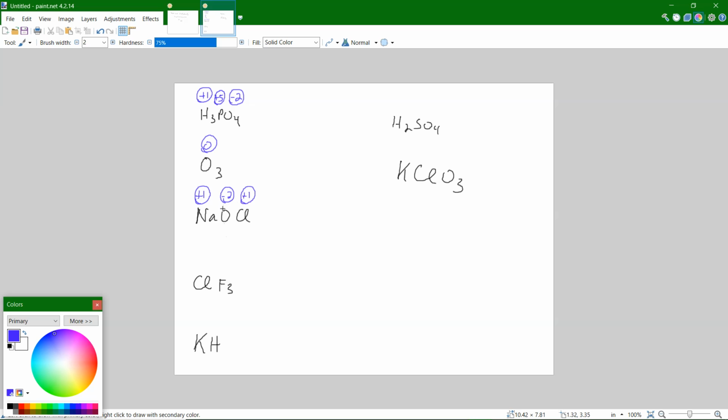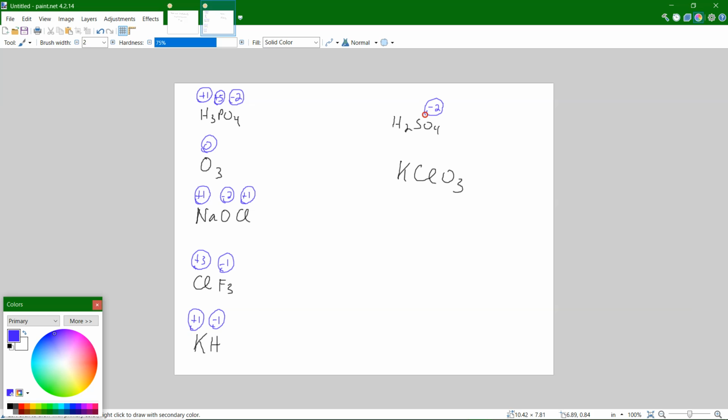Typically the oxidation numbers, if everything else is sort of borderline, you want the more electronegative atom to have a negative oxidation number. ClF3, well, yeah, that's what we just talked about. Fluorine's going to be -1, chlorine +3. KH is one of those binary metal hydrides. So hydrogen is -1, potassium is +1.